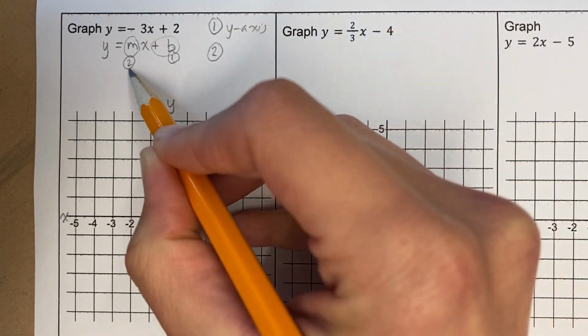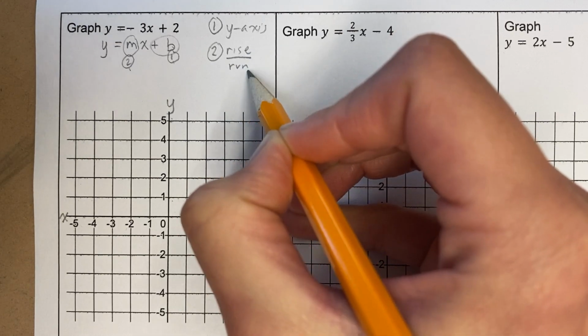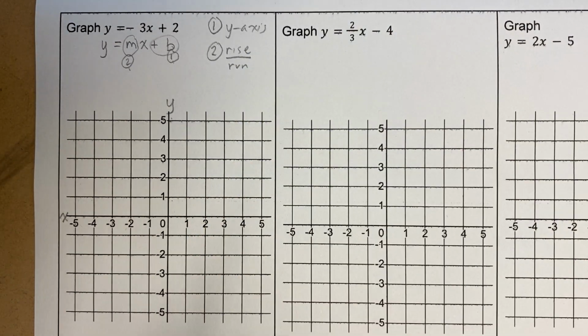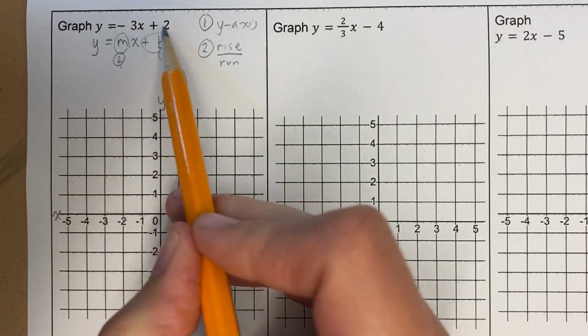And then we use this second number, and that is our rise over our run. And that's how we find a second point. And once we have 2 points, we have a line because we just draw a line that goes through those 2 points. So this is your example.